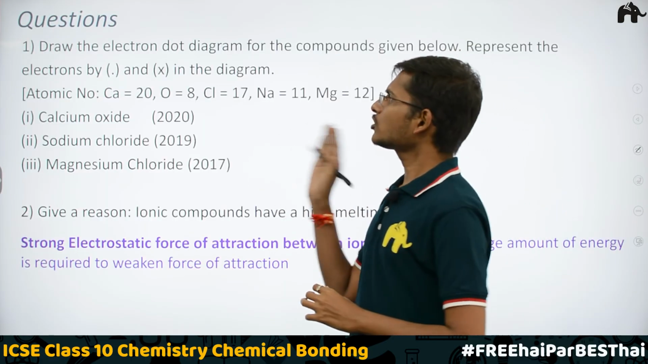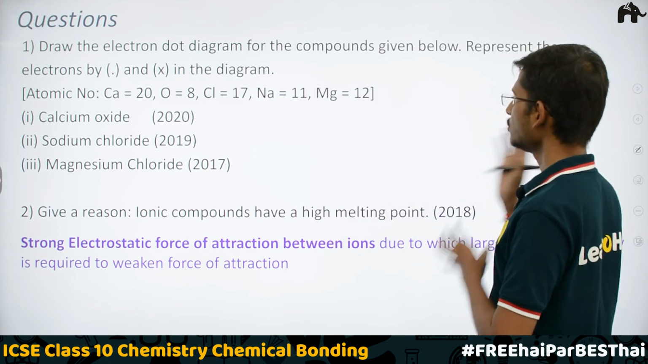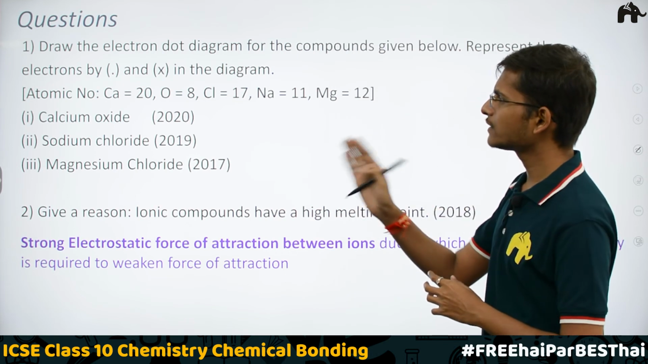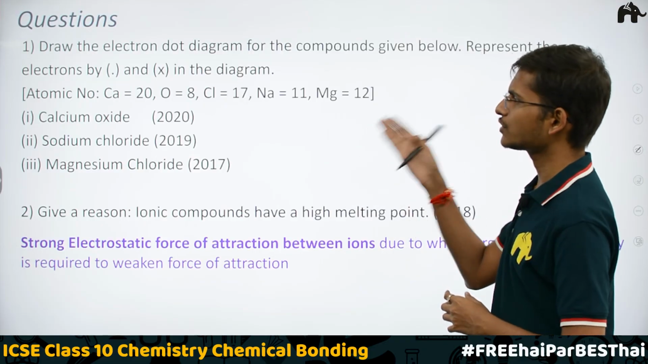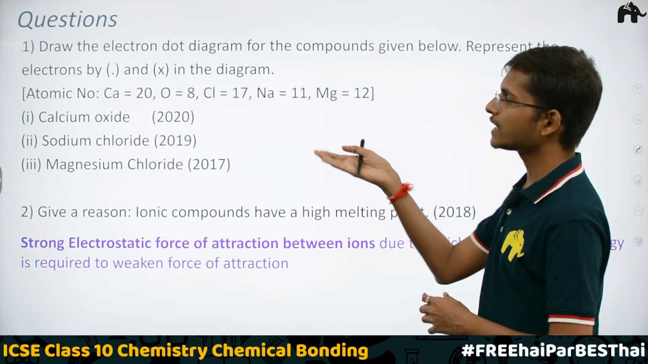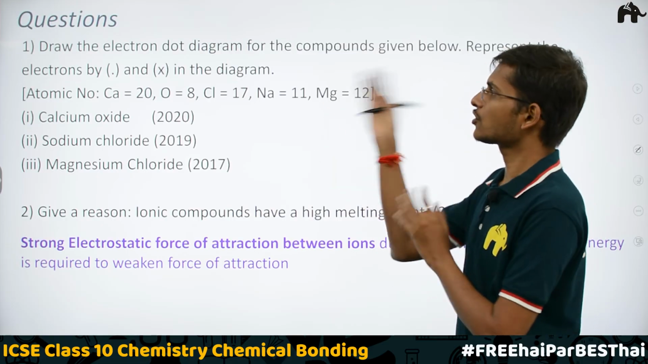So draw the electron dot diagram for the compounds given below. Represent the electrons by dot and cross in the diagram. They have given the atomic numbers of calcium, oxygen, chlorine, sodium, magnesium to us. And now which compounds have they given? For which compounds do we have to draw the electron dot diagram?